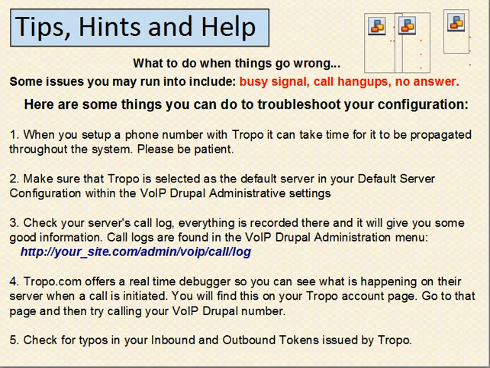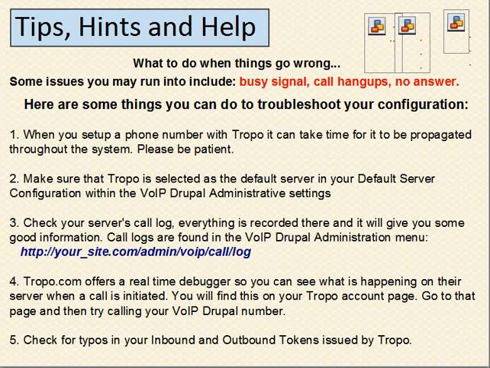Right, what to do when things go wrong? Well, things can go wrong. As you see, the images went wrong here. Some issues you may run into include busy signal, call hang-ups, no answer. Well, here's some things you can do to troubleshoot them.